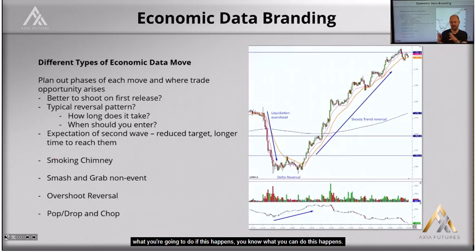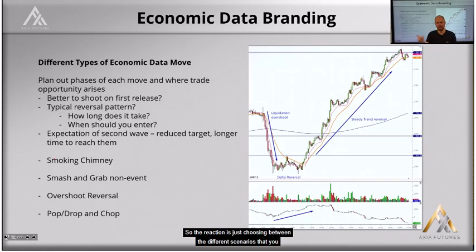You know what you're going to do if this happens, you know what you're going to do if this happens. So the reaction is just choosing between the different scenarios that you already know and understand.